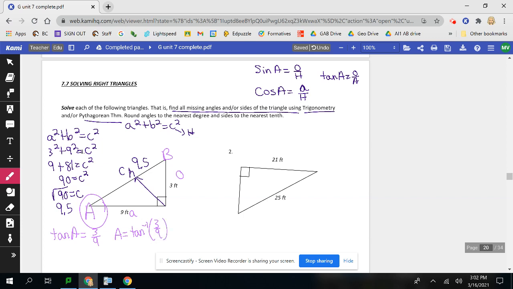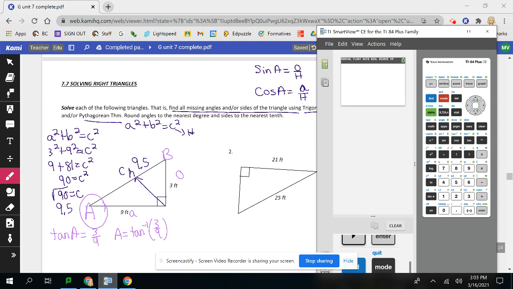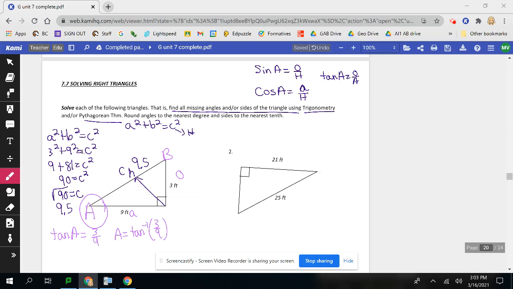Because I always do the inverse tangent when I'm looking for the angle. So I do that on my calculator. I'm going to do second, the blue button, then tangent, and then 3 over 9. Hit enter, and it tells me it's 18.4349, but I'm rounding to the nearest degree, so that means A is 18 degrees.